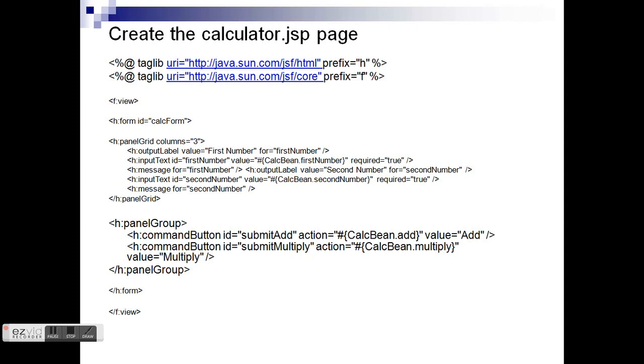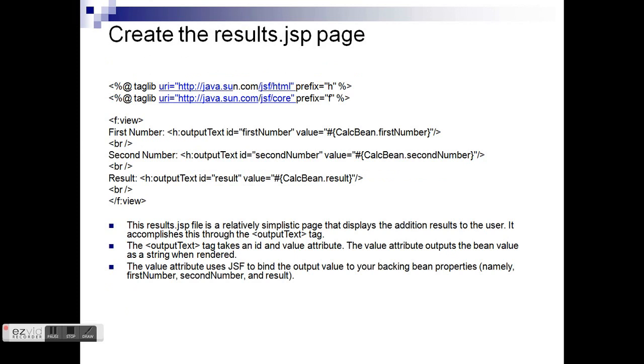Now we have to create the buttons, the add button and the multiplication button. We have created a panel group for the buttons. The command button has id submitAdd, and its action calls the method from the bean. See here we have mapped our front end with our bean. The bean works as the mediator between our controller and the view. So this is the actual working of our JSP page. The result will be displayed from the calculator bean's result.